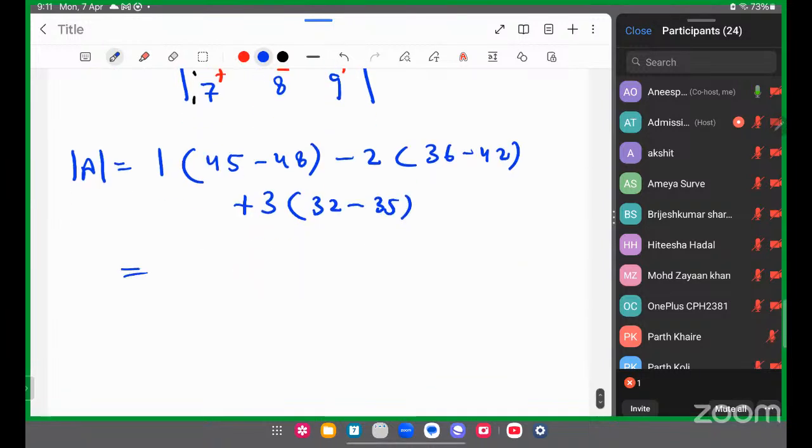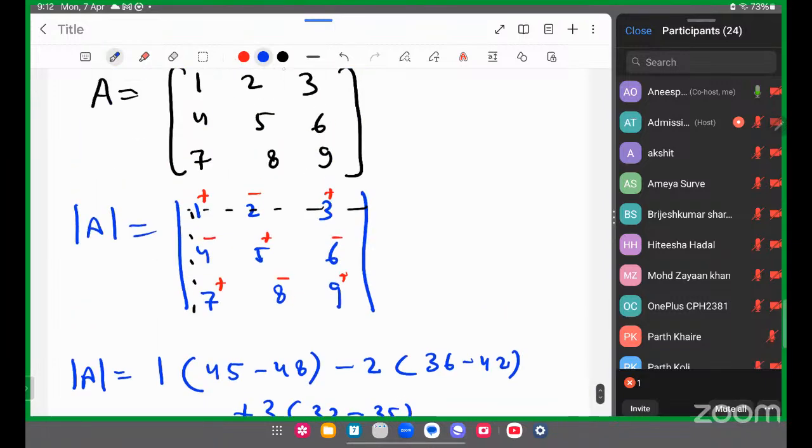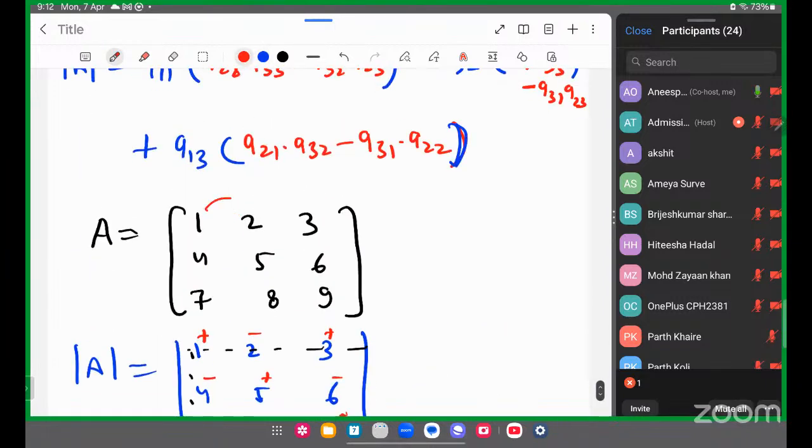Simplify it, this will be how much? 45 minus 48, minus 3. 36 minus 42, minus 6, and minus 6 with minus 2, plus 12. 32 minus 35, minus 3. Minus 3 into 3, minus 9. Minus 3 minus 9, minus 12 plus 12, 0. So determinant is 0. The interesting point is 1, 2, 3, 4, 5, 6, 7, 8, 9 are in AP.